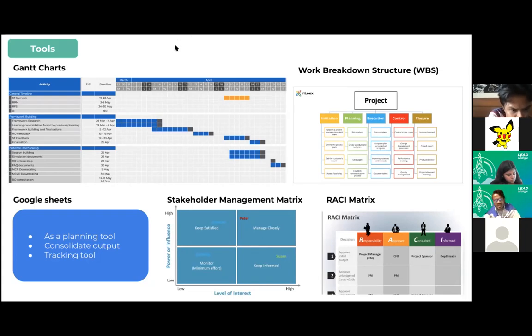You can use Google Sheets for the planning tools, and this is something you're already using. A stakeholder management matrix: if this is something that you are not familiar with, I recommend you search a little bit about it. This is a very good tool for you to understand your stakeholders, and it has 4 simple stages: keep satisfied, manage closely, keep informed, and monitor. So these are 4 basic actions that you can take in managing stakeholders in these 4 areas.